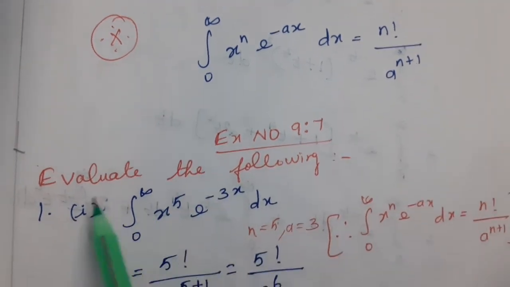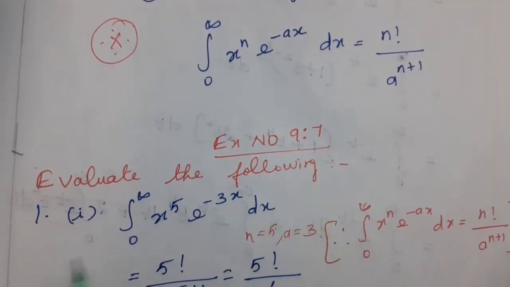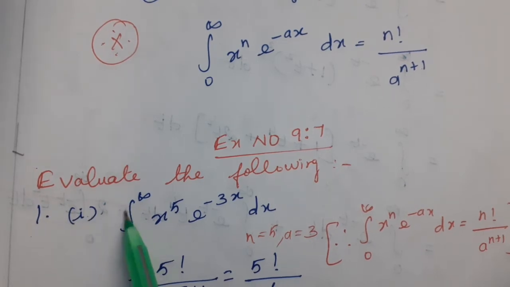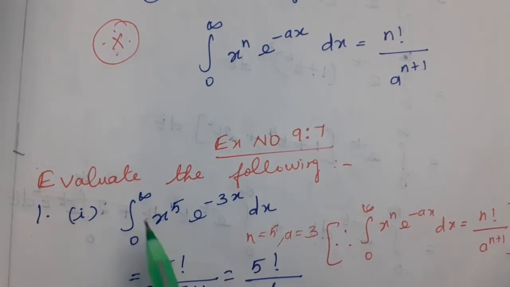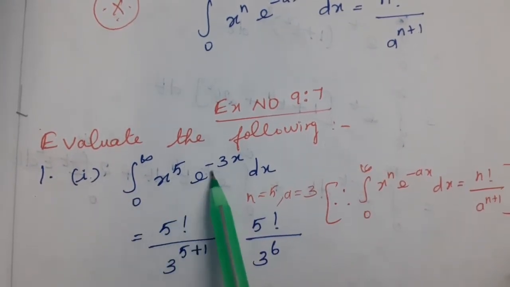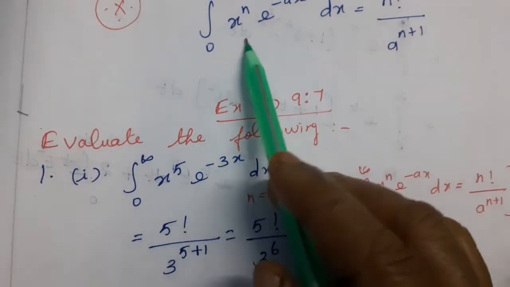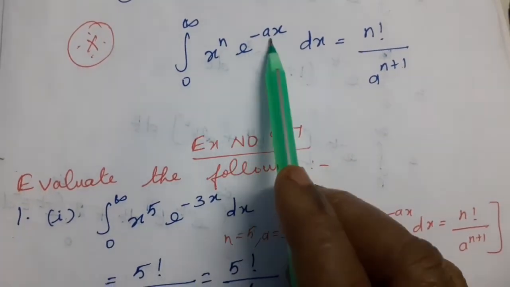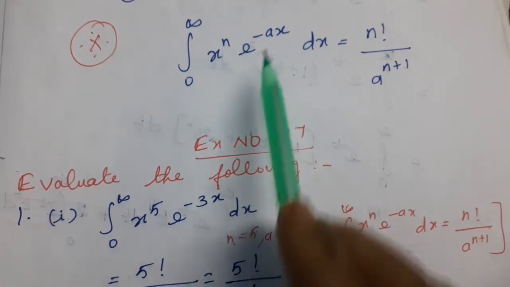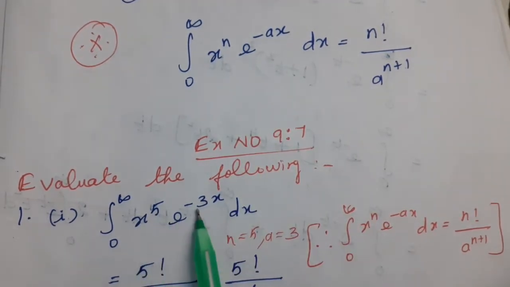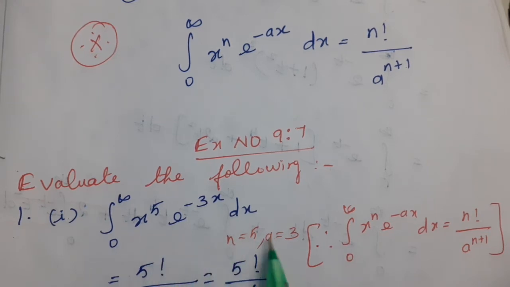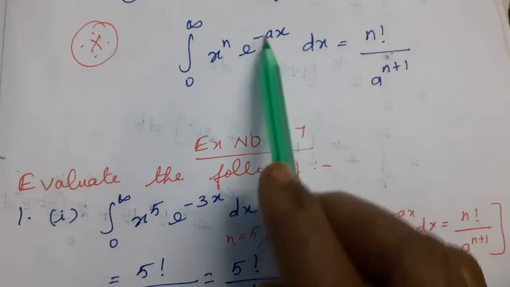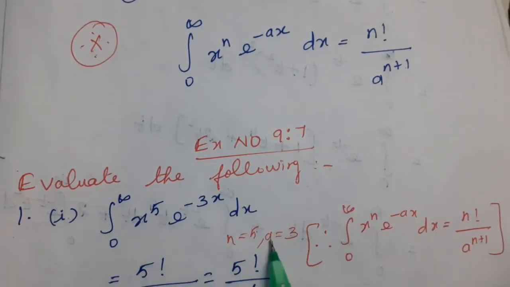See the question. Evaluate the following. Exercise number 9.7, first question, first subdivision. Evaluate integral of 0 to infinity x power 5 e power minus 3x dx. Comparing with the formula x power n e power minus ax, here we have x power 5 e power minus 3x dx. Here what is our n? n equal to 5, a equal to 3, not minus 3, because the formula has minus ax.